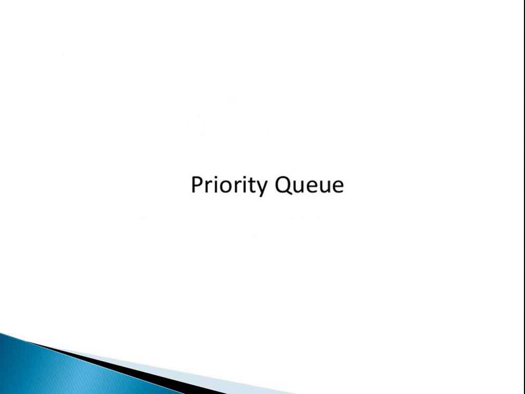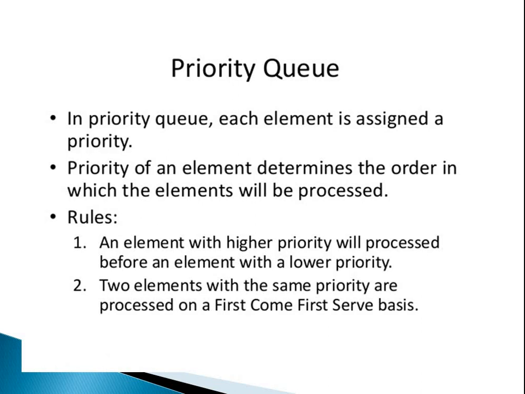Now the next one is the priority queue. This is another type of queue. In a priority queue each element is assigned a priority. Priority determines the order in which the elements will be processed. So what are the different rules of this priority queue? An element with higher priority will be processed before an element with a lower priority. Two elements with the same priority are processed on a first come first serve basis.